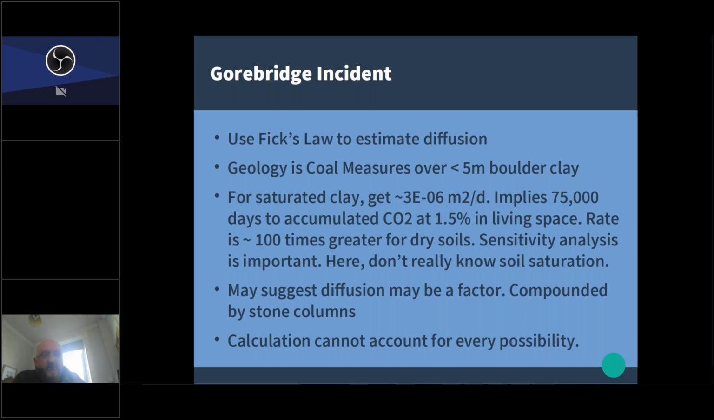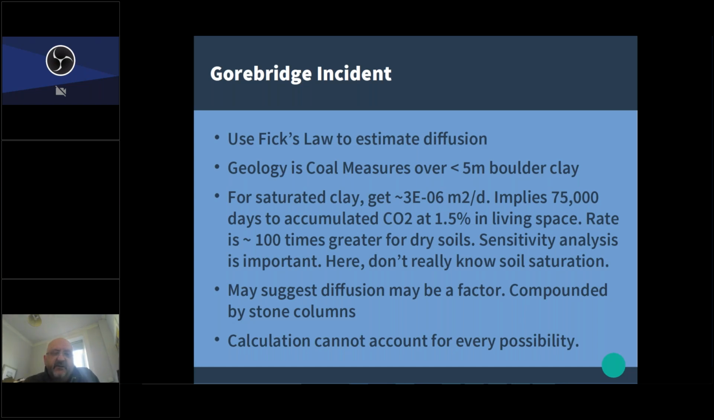So let's just assume for now that the source is at the base of the till. It's in the bedrock, in the coal measures bedrock at the base of the till. Don't know what the concentration was, but for these purposes, we'll assume 100%. Now we need the concentration gradient, we need the pathway length, and we need the diffusion coefficient.